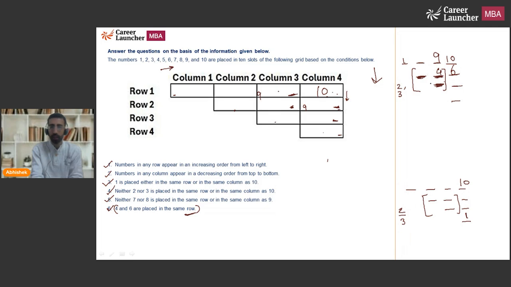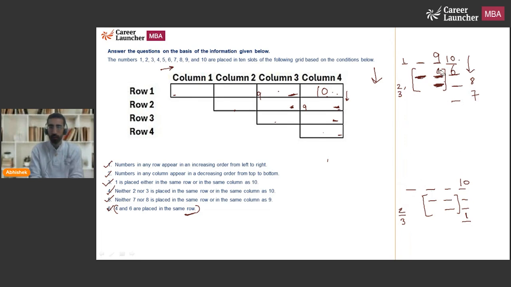Now, 7 and 8. These two have been used by 2 and 3, or will be used. 7 and 8, the only places are here. Problem. 10, 6, right? 8, 7 is not decreasing order. So it's not possible. If I use 4 and 6 in the second row, it doesn't work.